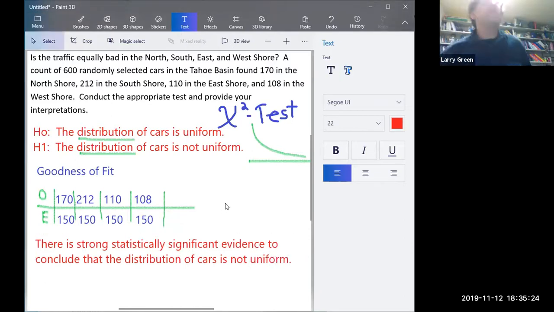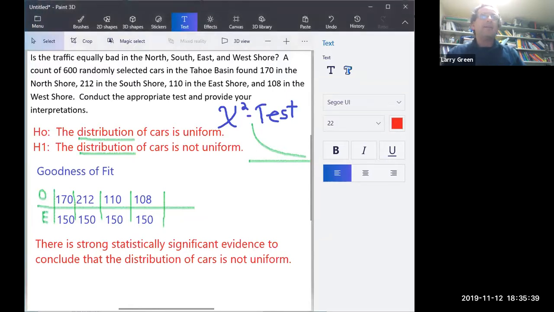Any questions at all on the goodness of fit test? Any questions? Okay, let me move on to the next example. And to get to the next example, it's gonna be different. But as you might guess, it's still gonna be using chi-squared.